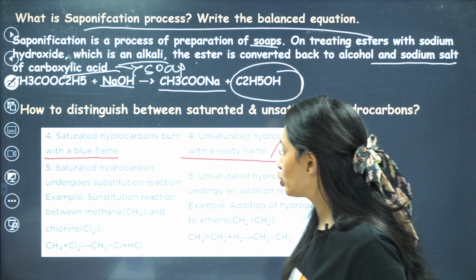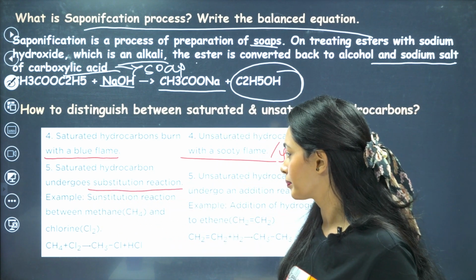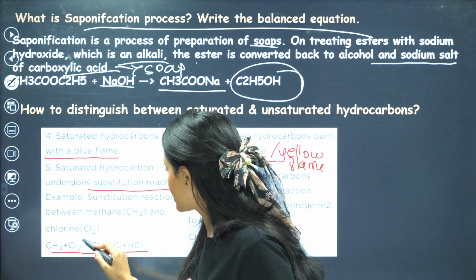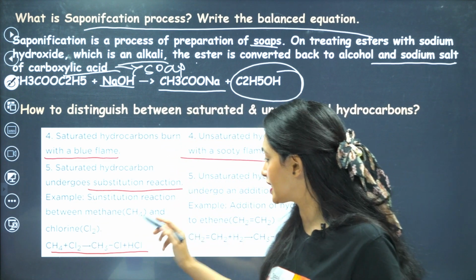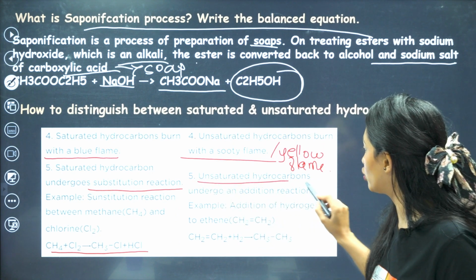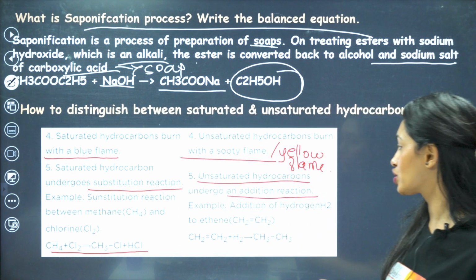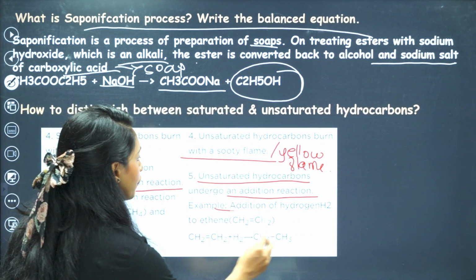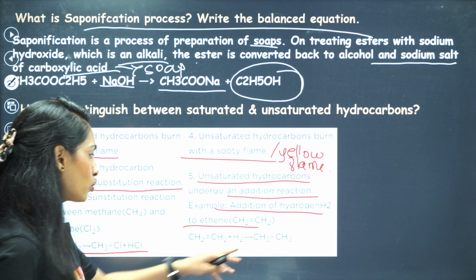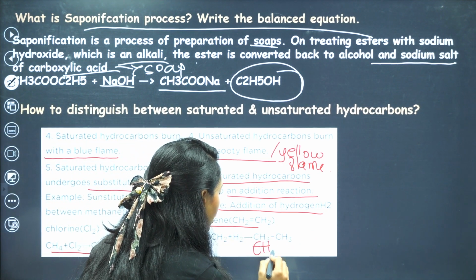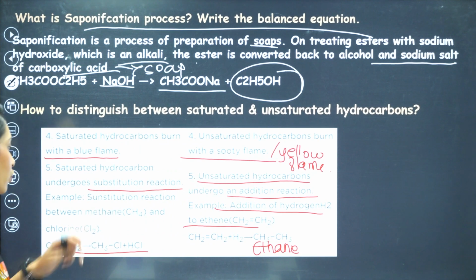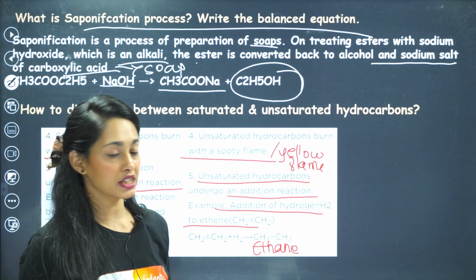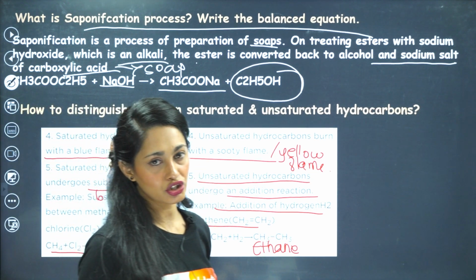Alright, and saturated hydrocarbon undergoes substitution reaction. This is a substitution reaction. CH4 plus Cl2, in presence of sunlight, is going to form CH3Cl plus HCl. But unsaturated hydrocarbons are going to undergo addition reaction. So addition of hydrogen can happen. Addition of bromine can also happen. Addition of hydrogen to ethene is going to form ethane. So saturated hydrocarbons undergo substitution reaction, while unsaturated hydrocarbons undergo addition reaction.